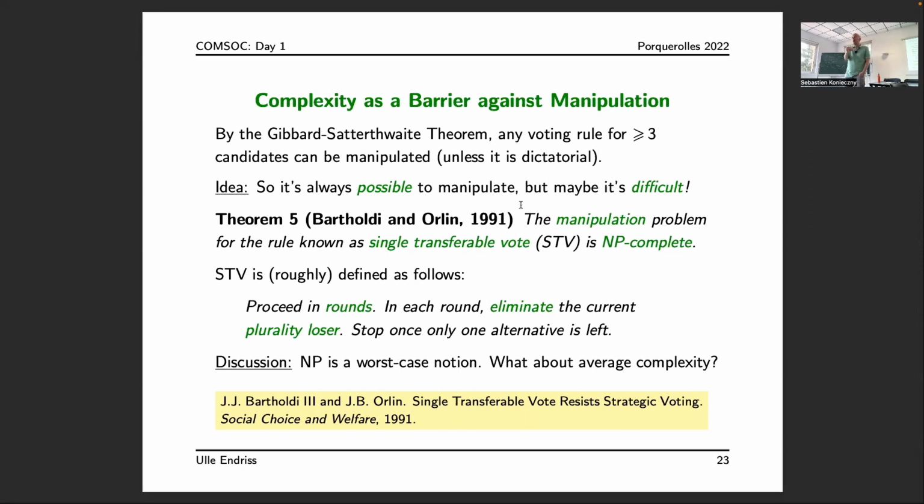That would be nice. And then the single transferable vote that somebody mentioned, the rule that they use in Australia, that one has this property. That's the theorem mentioned on the slide. It can be manipulated, but it's really difficult to manipulate. So that's a bit better than plurality or plurality runoff, where it's easy to manipulate in certain situations.